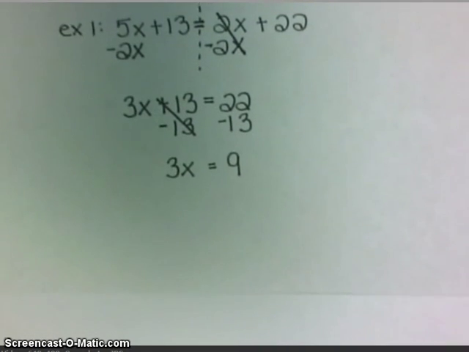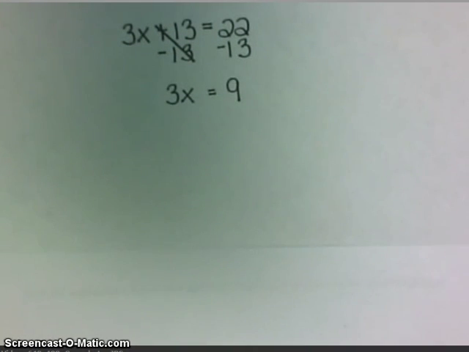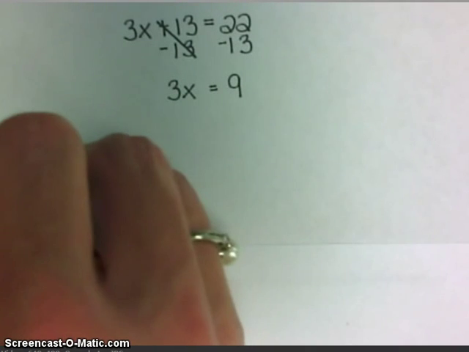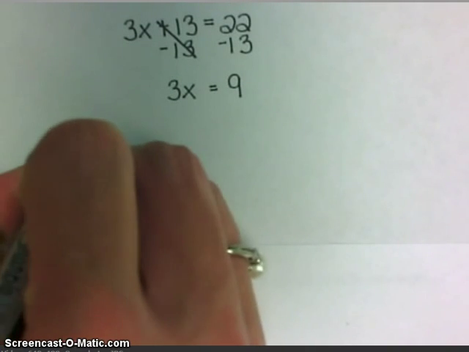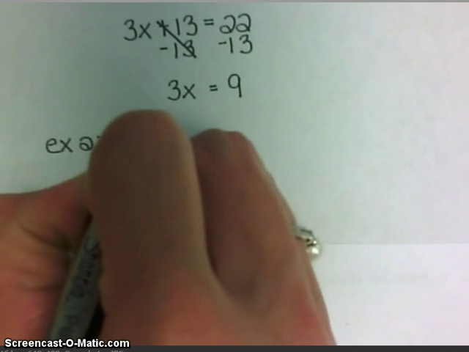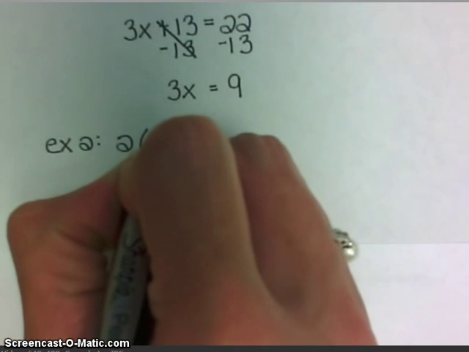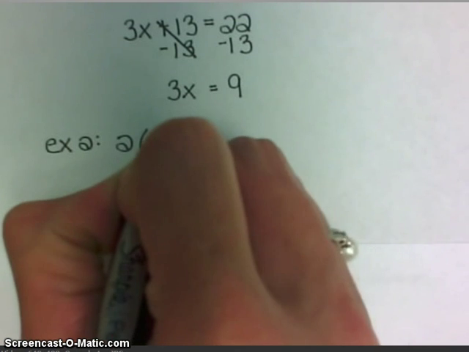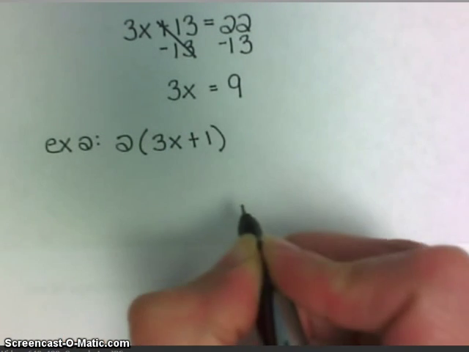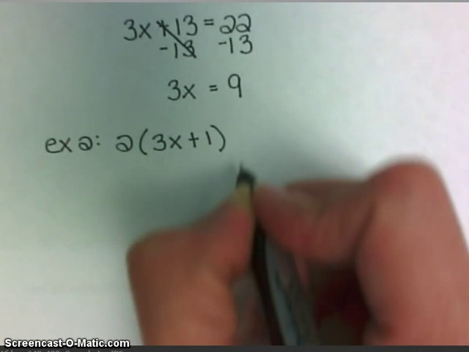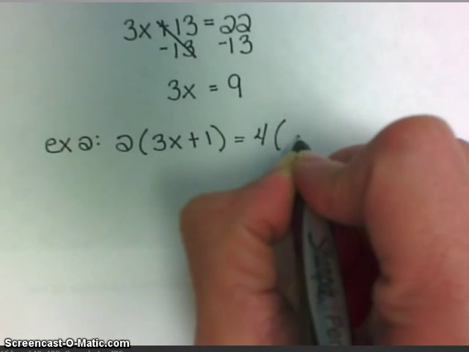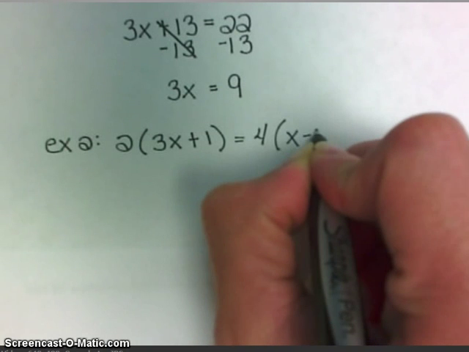Now I want to look at one more example with solving equations when you have variables on both sides. And really the reason I want to look at this example is because it's going to get us into some of the multi-step equations that we looked at previously. So here's example 2. 2 times the quantity 3x plus 1, so when I say quantity that means it's in parentheses there, equals 4 times the quantity x minus 5.